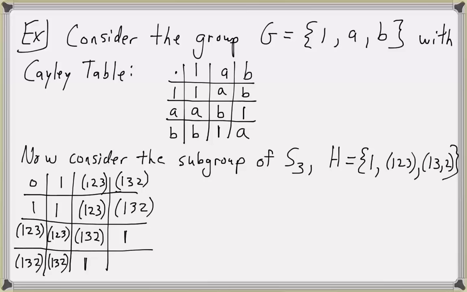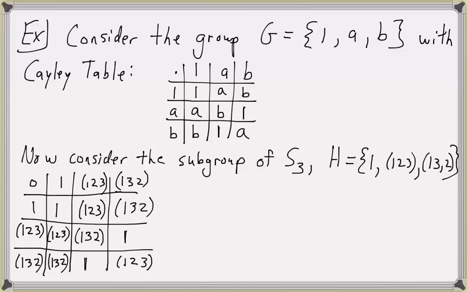And then finally, (1 3 2) composed with itself maps 1 to 3, and then 3 to 2. So in the composition, 1 gets sent to 2, and then 2 gets mapped to 1, 1 gets mapped to 3, so 2 gets mapped to 3 in the composition. So this finishes the Cayley table for this subgroup H.